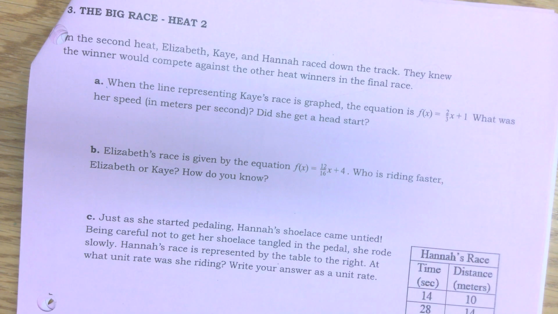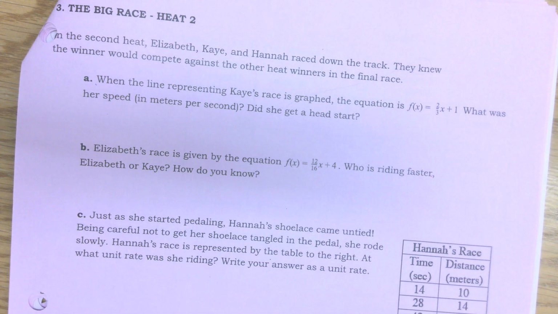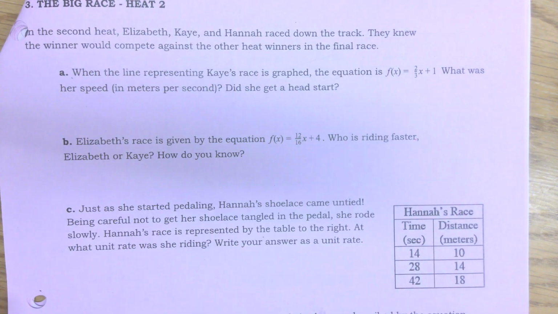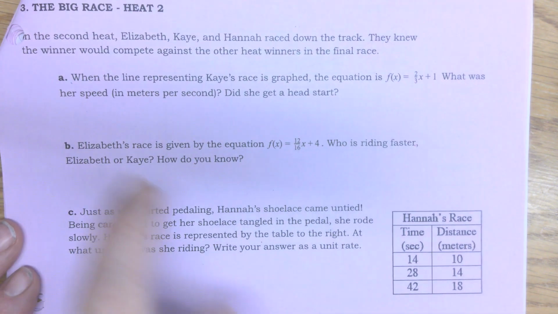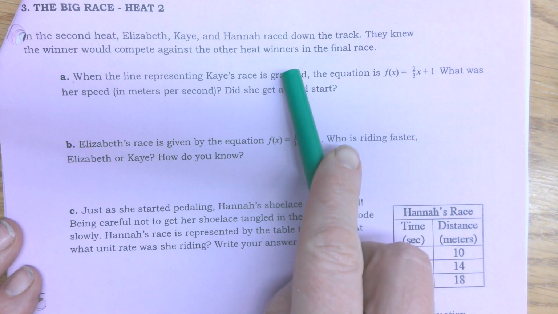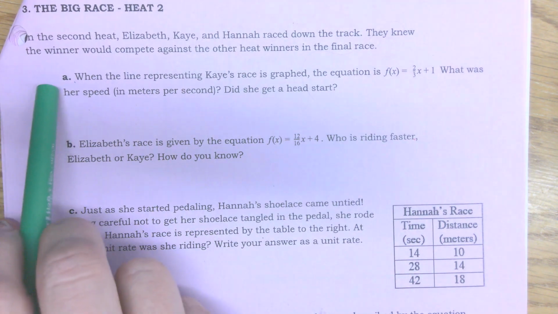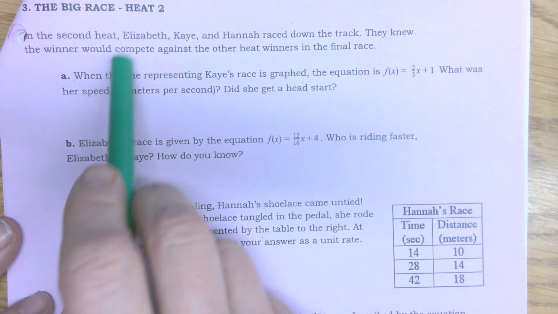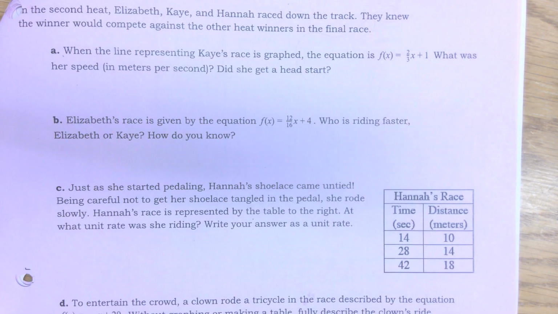Okay. All right. But did you notice how it was a little bit difficult to work on that graph? Especially it was tiny and we were trying to count, so we're going to work through it a little bit differently. In the second heat, we have Elizabeth, Kay, and Hannah. And we're going to just answer the questions with the equations that we have.